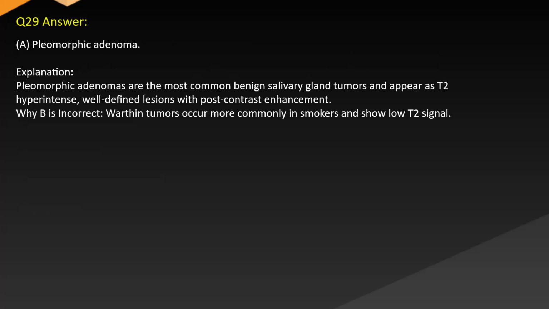Answer A. Pleomorphic adenoma. Explanation: Pleomorphic adenomas are the most common benign salivary gland tumors and appear as T2 hyperintense, well-defined lesions with post-contrast enhancement. B is incorrect. Warthin tumors occur more commonly in smokers and show low T2 signal.